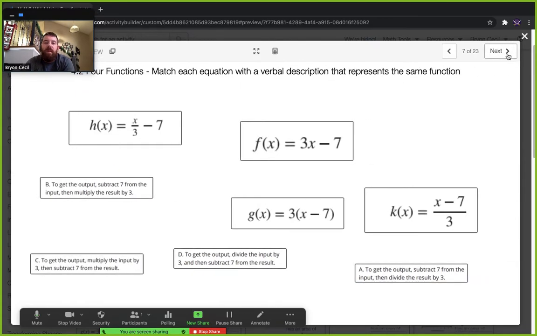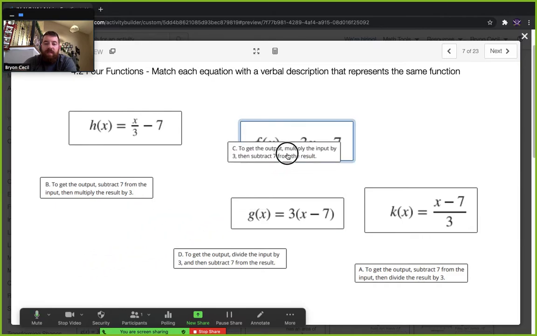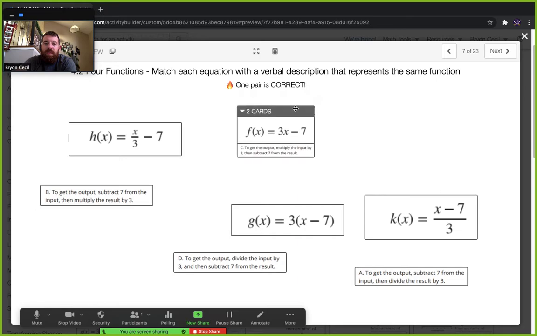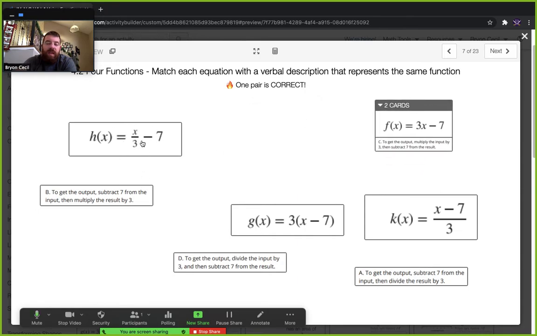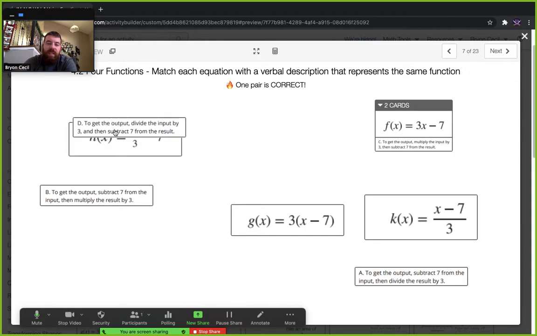Now we're going to match each equation with a verbal description that represents the same function. Make sure we're reading these aloud. Remember, we work inside out. For f of x here, I'm going to multiply by 3, then subtract 7. It says multiply the input by 3, then subtract 7 for the result. On this one, to get the output, you divide by 3, then subtract 7. That's D.